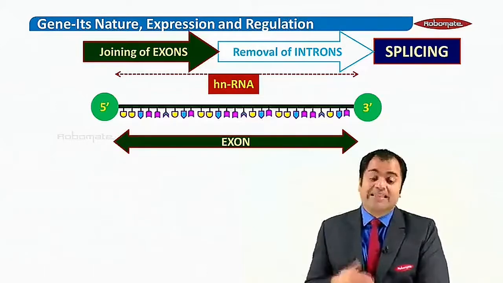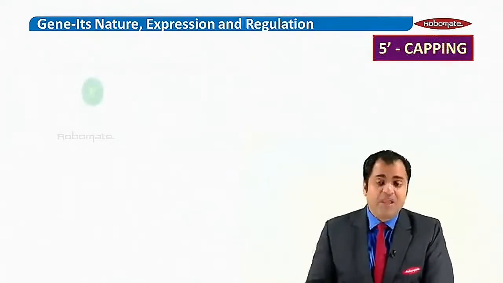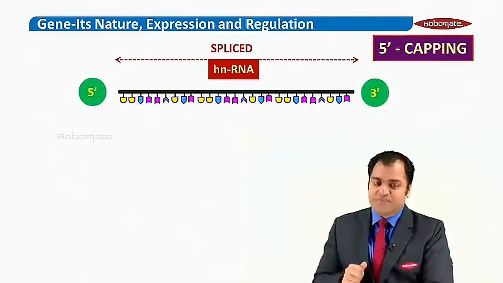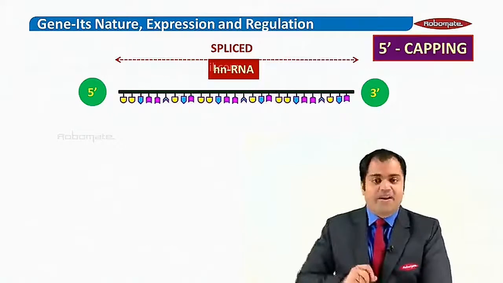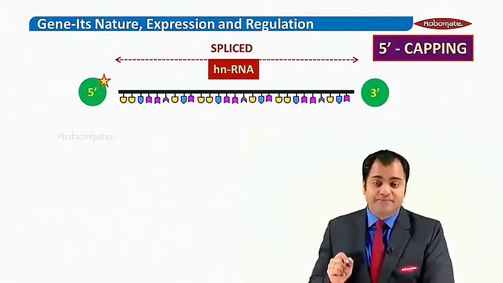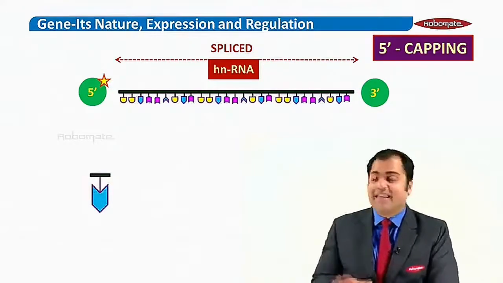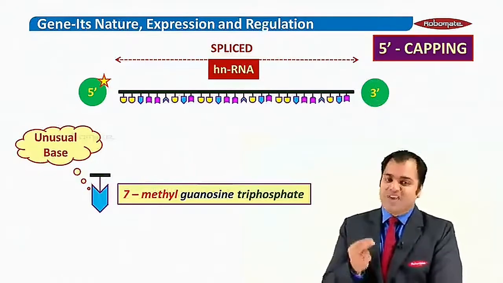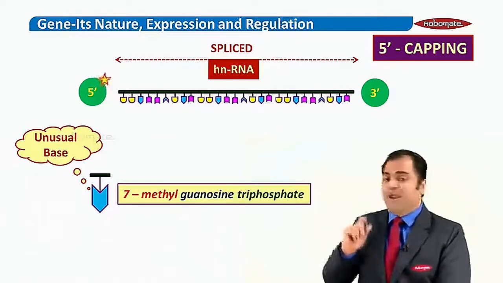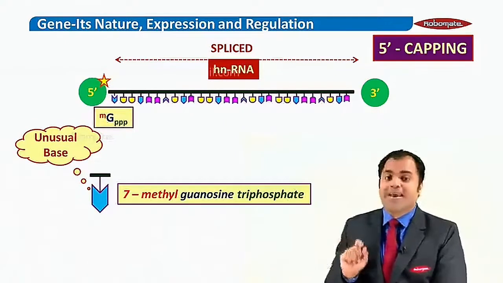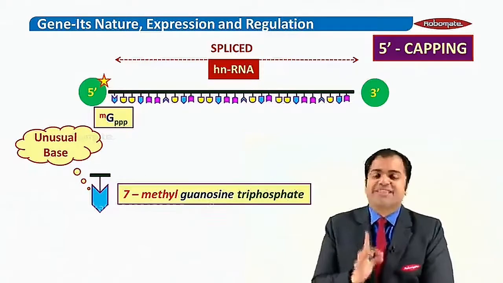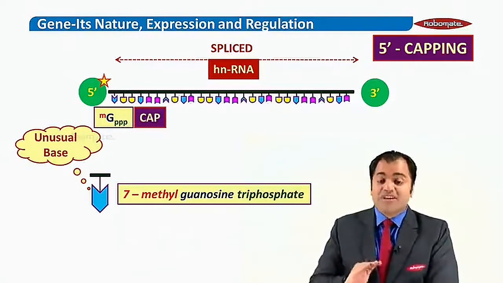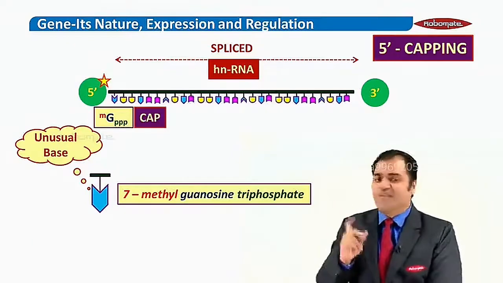Now, let us see what goes on in the next step, which is called 5' capping. So what I brought here is the same RNA which is now spliced because the introns have been removed. Now remember, this hnRNA or this precursor of mRNA has that end out there called the 5' end. At the 5' end, what gets added basically is an unusual base, and this unusual base is called 7-methyl guanosine triphosphate. Let us add this on that 5' end. You see there? You just added the unusual base called MGPPP, which is short for 7-methyl guanosine triphosphate. And this base is called the cap. So we just added a cap of MGPPP on the 5' end.